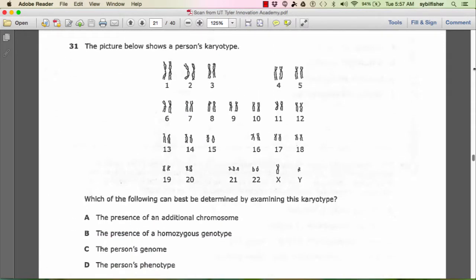Number 31. The picture below shows a person's karyotype. Which of the following can best be determined by examining this karyotype? A. The presence of an additional chromosome. B. The presence of a homozygous genotype. C. The person's genome. Or D. The person's phenotype.